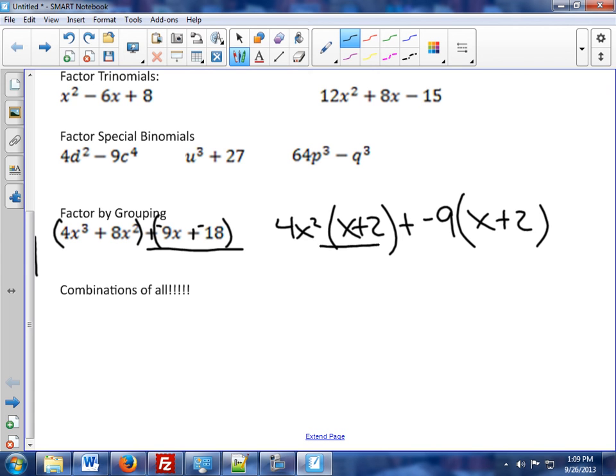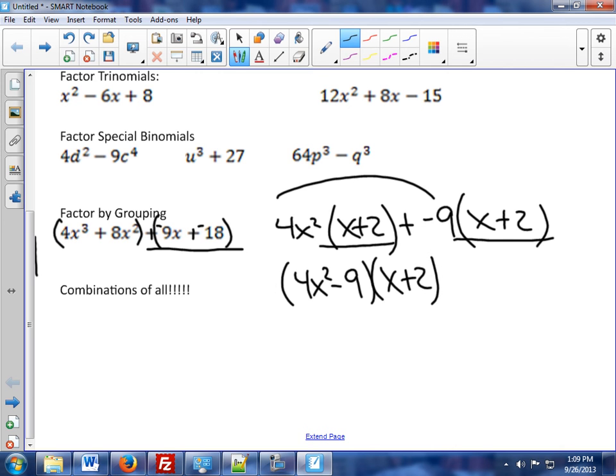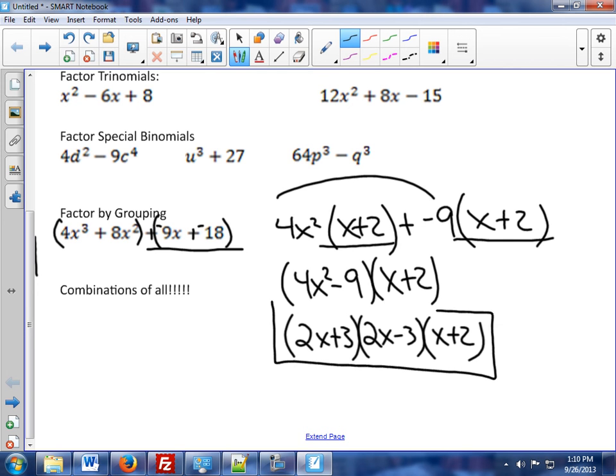So now these two are the same. And then I can write these two together. So I'm left with 4x squared minus 9 times x plus 2. Now be careful, you can factor this again. Alright, so this turns out to be 2x plus 3, 2x minus 3 by difference of squares, x plus 2. There you go.